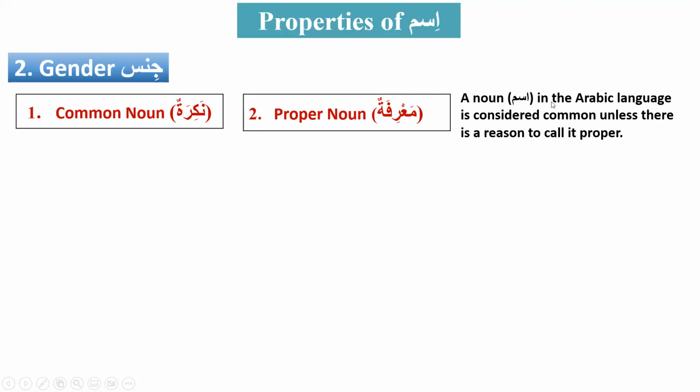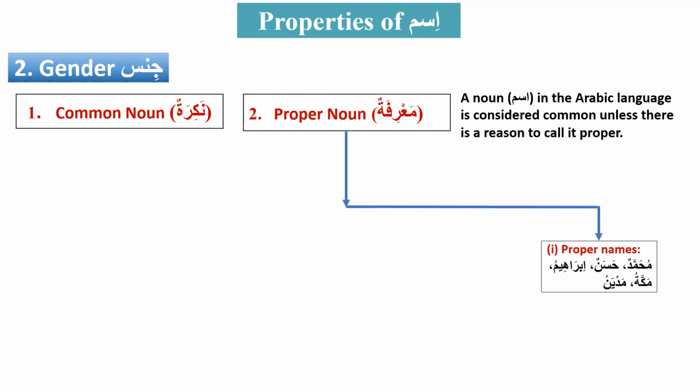Same thing, or a similar thing. A noun in the Arabic language is considered a common noun unless there is a reason to call it proper. We will go over the reasons for proper noun. If we don't see any reason to call an ism proper, then we call it common. Same strategy as we had for jins.